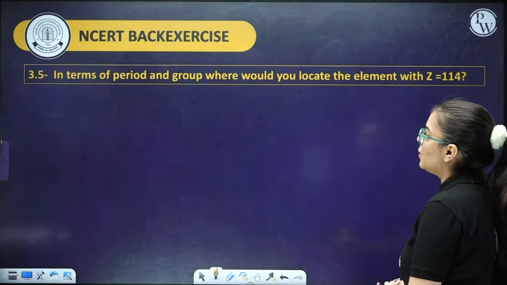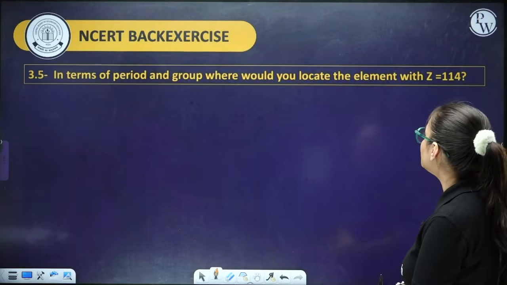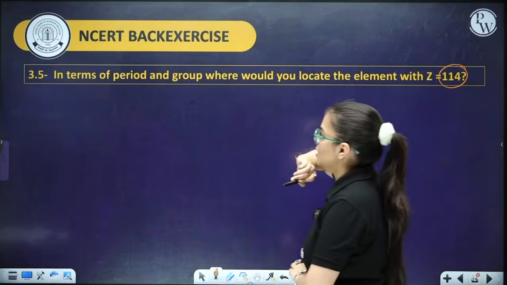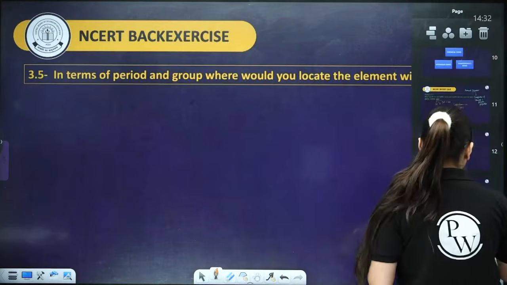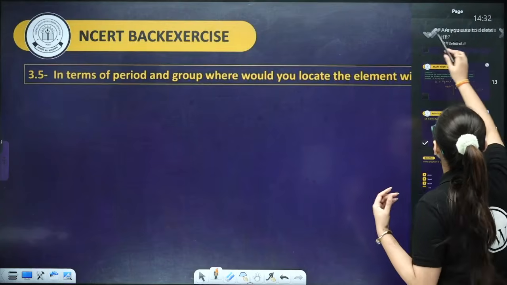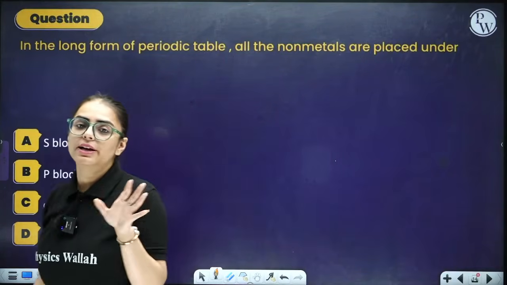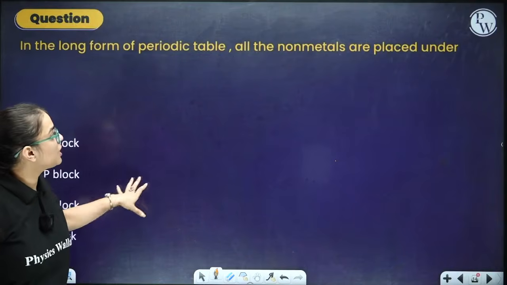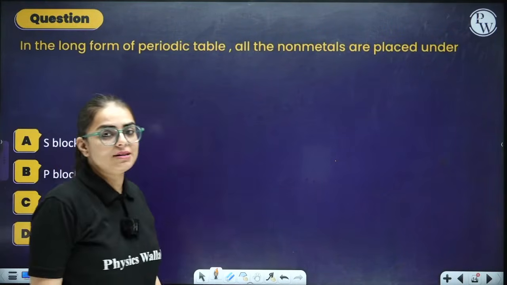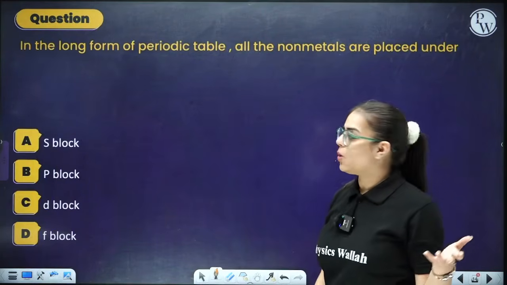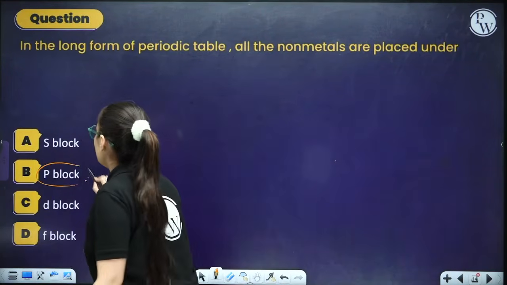Now, in terms of period and group, where would you locate the element with Z equal to 114? Now, I guess this back exercise question we have already discussed in the class. Yes, this we have already done with 114. Now comes the questions which I have given you as homework. In the long form of the periodic table, all the non-metals are placed under the S block, P block, D block, F block, which one? So very simple. All the non-metals are placed under the P block family.